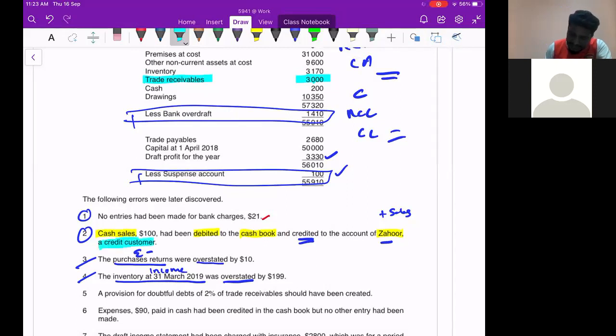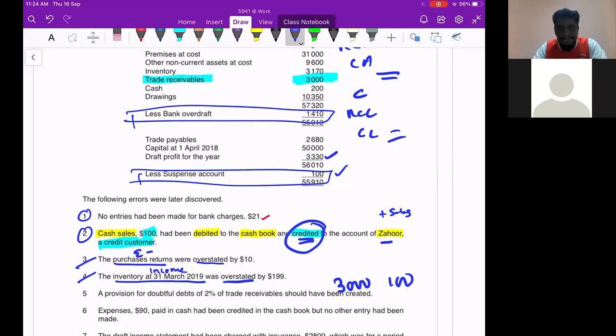Here, a credit customer, you credited. You mistakenly went minus the guy's account. So now this 100 needs to be added to the trade receivable or minused? 3,000 plus 100 or minus 100? If you credited, you already went minus the trade receivable. So now to do the correction, you need to add back. So your trade receivable is 3,100.